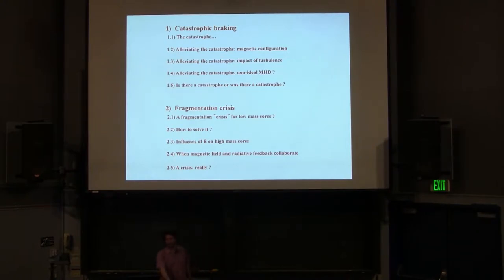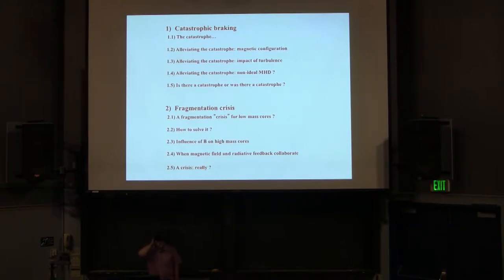Then people have been trying to alleviate the catastrophe, so that's what I'm trying to do. But then at the end, I will argue that actually I think there was a catastrophe that we were not aware of, and that likely enough, the magnetic fields lead us to a picture which is much more compatible with the observation.